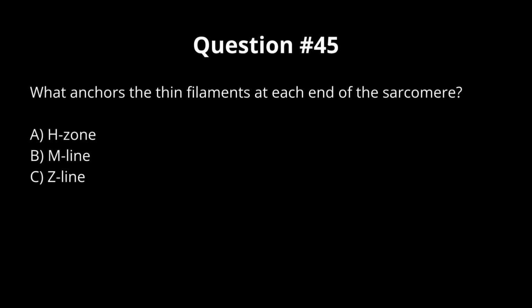Question number 45. What anchors the thin filaments at each end of the sarcomere? A. H zone. B. M line. C. Z line. The correct answer is C. Actin filaments are anchored to the Z line, which marks the boundary of the sarcomere.